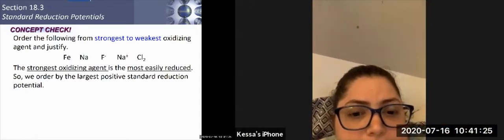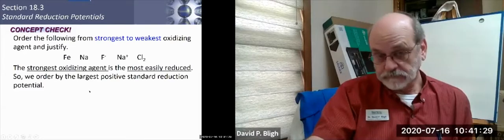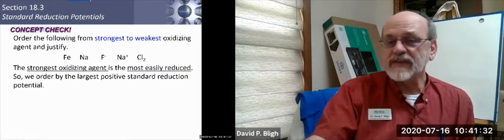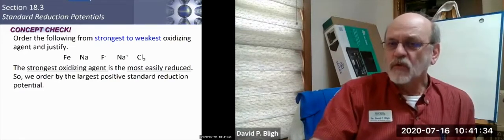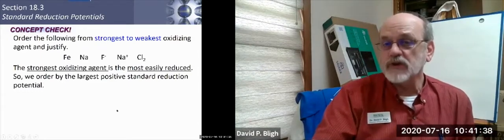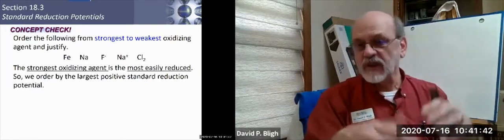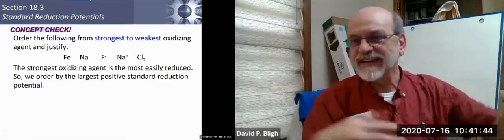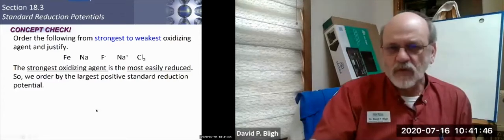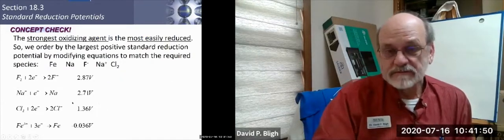Okay, so how do we determine which one is the strongest oxidizing agent? Well, the one that has the largest reduction potential. The most easily reduced will have the largest positive value. It could be negative, but we want the largest on the positive end. So what we need to do is write the reactions.